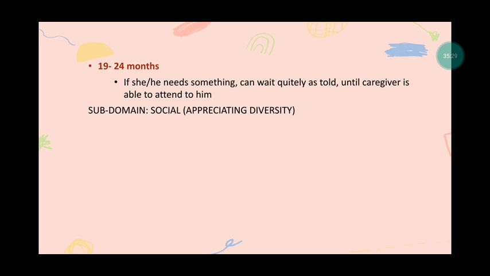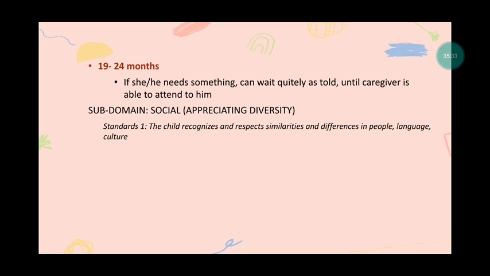Subdomain for social appreciating diversities. Standards 1. The child recognizes and respects similarities and differences in people, language, and culture. 19 to 24 months. Able to differentiate between boy or girl.